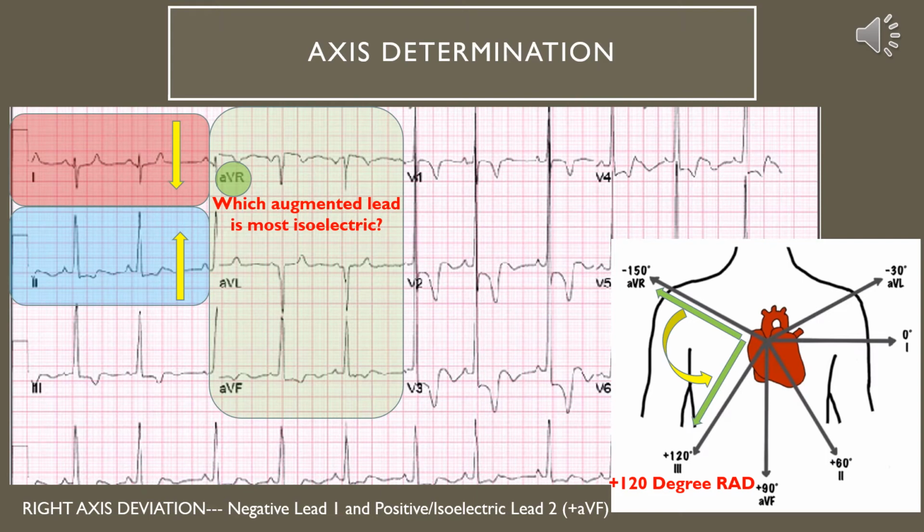You do have to be careful when you're writing things down to write out right axis deviation and not RAD. RAD and LAD can be confused with left anterior descending or right anterior descending when you're talking about plaque buildup and ischemia.